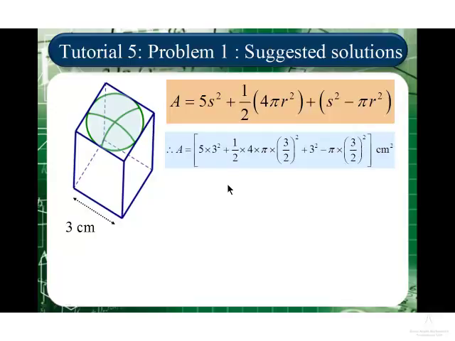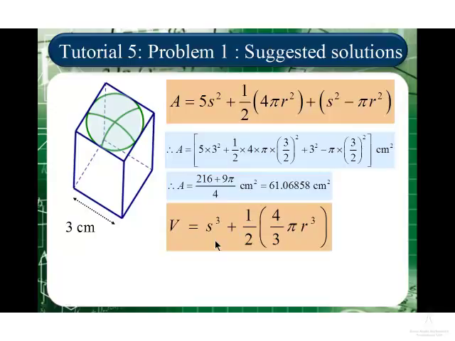Substituting for the parameters S and R in the correct positions, in this case the side length being 3 centimeters, we calculate and find that the area is 61.06858, that is to 5 decimal place accuracy, square centimeters. It can also be expressed in this format: the numerator 216 plus 9 pi, everything divided by 4 square centimeters.